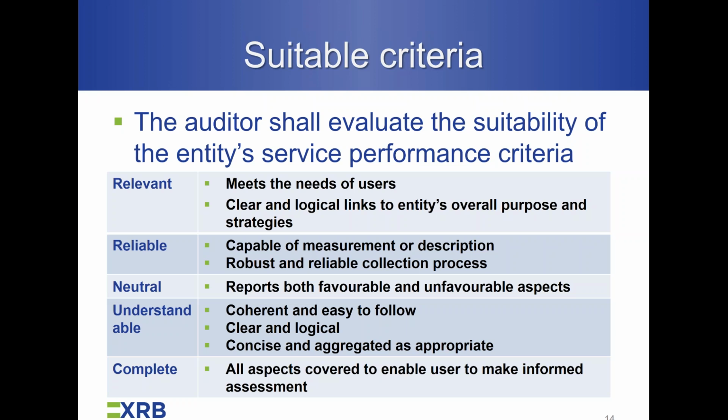Now, when you look at that list, there's actually a trade-off between some of these qualitative characteristics. And then the relative importance of these need to be weighed up. So, for example, if an entity was to report everything so as to meet the completeness factor, that may undermine the understandability, and it might mean pages and pages and pages of information, which reduces its understandability.